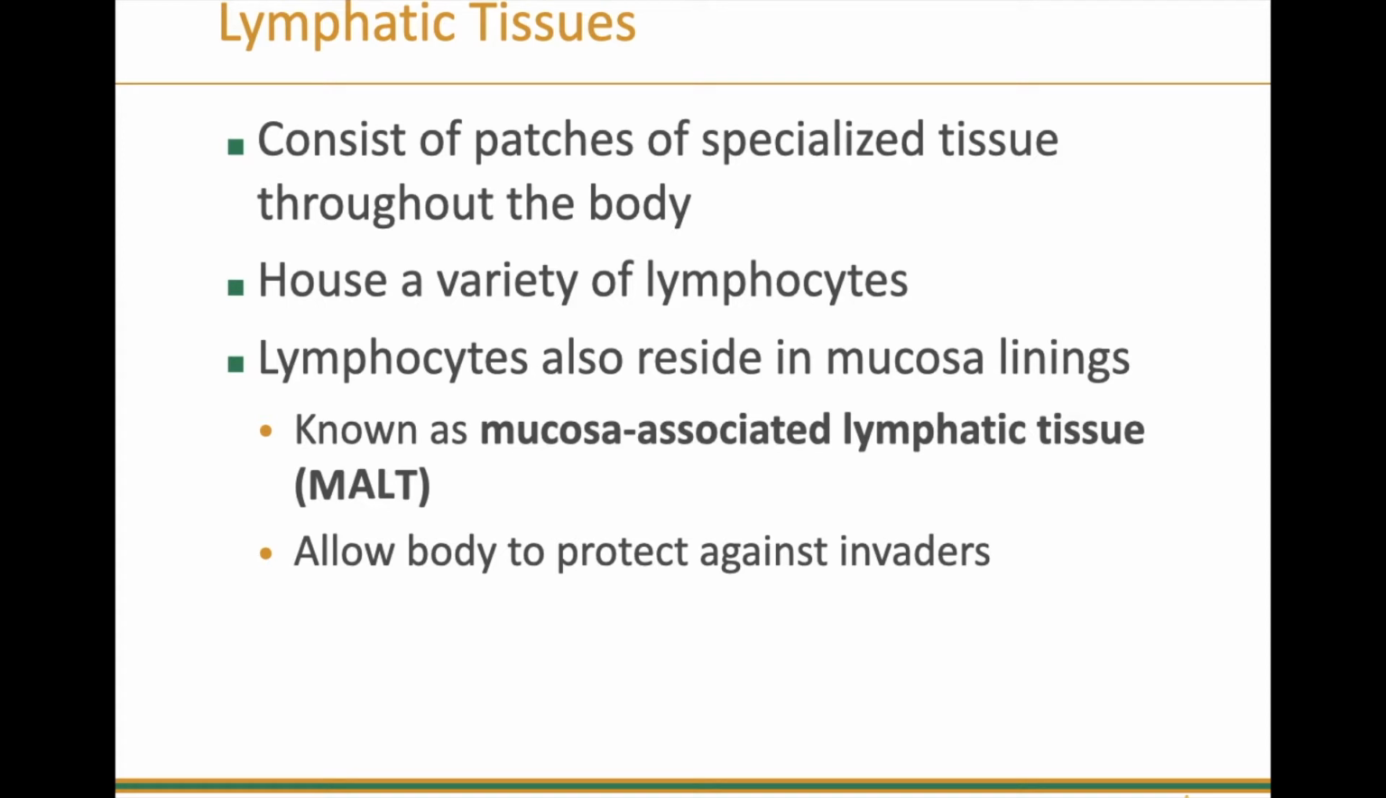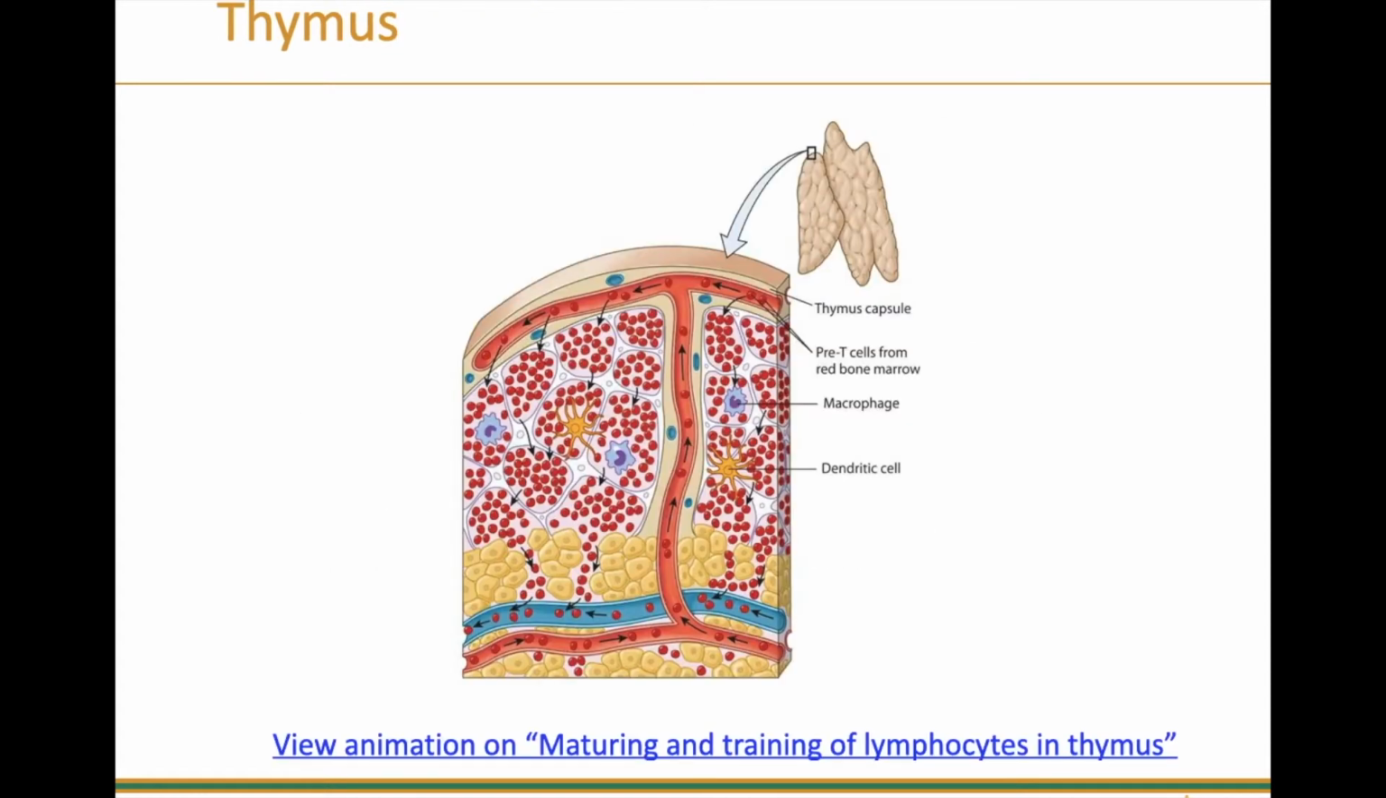Lymphatic tissues are patches of specialized tissue throughout the body. They house a variety of lymphocytes, or white blood cells. Lymphocytes also reside in mucosa linings, where they're known as mucosa-associated lymphatic tissue, or MALT. We'll see some examples of that in a bit. First, we're going to talk about the thymus, so let's watch this animation on the thymus.